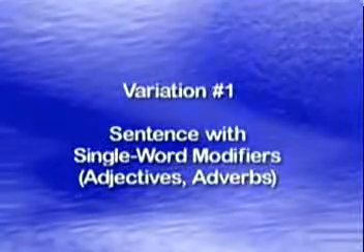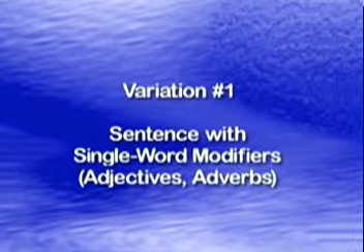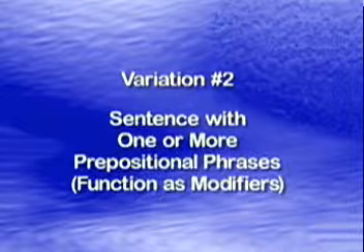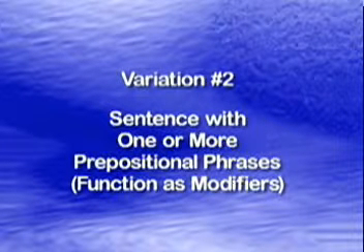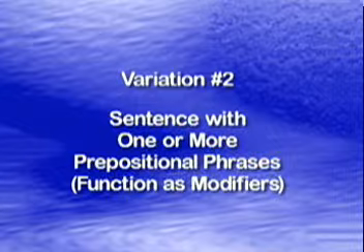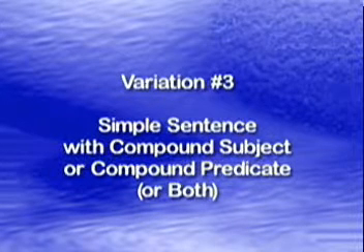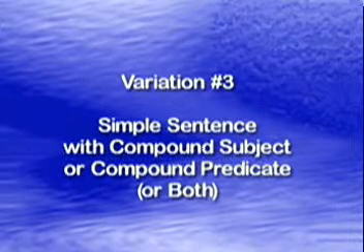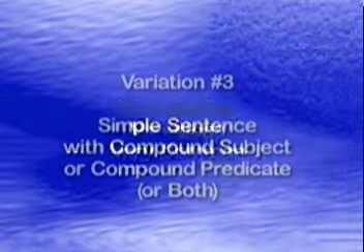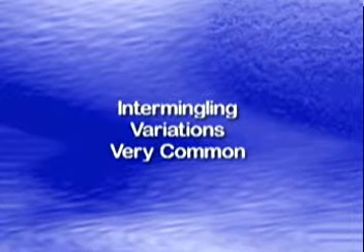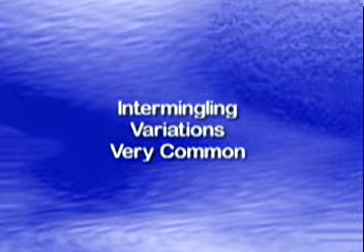Merely a sentence with single word modifiers, adjectives and/or adverbs. Variation number 2 is again fairly uncomplicated. A sentence with one or more prepositional phrases, which of course function as modifiers. The third variation is the simple sentence with either a compound subject or compound predicate, or both. Intermingling the first 3 variations is very common. We do it all the time.